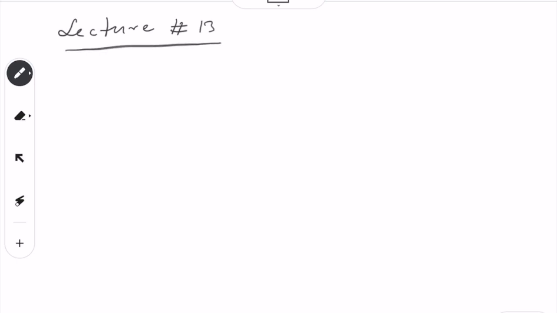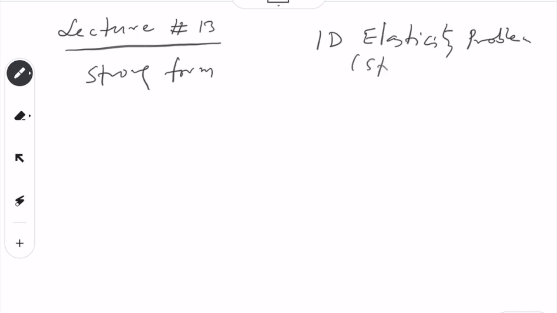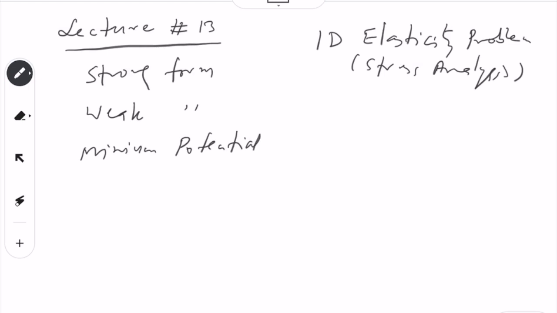Okay. So far we have looked at the stress analysis problem from different perspectives. So we had the strong form, okay, we had 1D, so this is for 1D elasticity problem, or stress analysis basically. So we looked at the strong form, then we looked at the weak form, then minimum potential energy formulation. Okay.